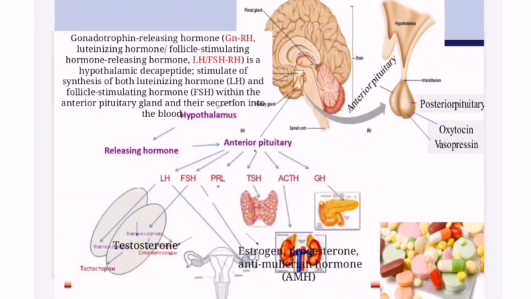Gonadotropin-releasing hormone is a hypothalamic decapeptide that stimulates the synthesis of both luteinizing hormone and follicle stimulating hormone within the anterior pituitary gland and their secretion into the blood. The hypothalamus secretes releasing hormone which acts on the anterior pituitary, and the anterior pituitary secretes luteinizing hormone and follicle stimulating hormone. Luteinizing hormone stimulates testosterone, and follicle stimulating hormone stimulates estrogen, anti-Mullerian hormone and progesterone.